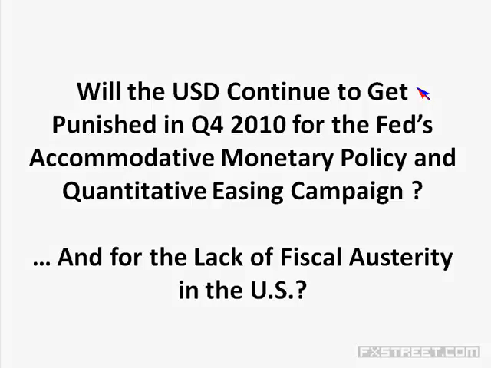So, will the US dollar continue to get punished in the fourth quarter? Basically, we continue to see, in other words, more of the same as what we witnessed in the third quarter of 2010, which is the US dollar getting punished for the Fed's accommodative monetary policy, keeping interest rates low, and on top of that, using quantitative easing stimulus to stimulate the economy in the U.S. And also, if I may add, for the lack of fiscal austerity in the U.S., which is still pretty much non-existent compared with governments in the Eurozone and in the United Kingdom, who have announced that they're going to undertake some aggressive fiscal austerity measures, debt reduction measures.